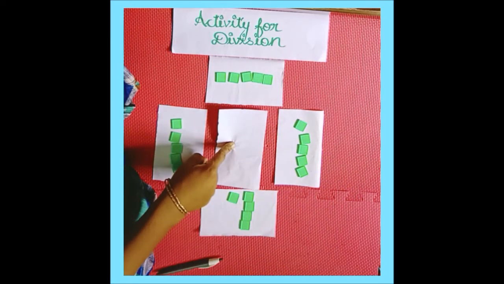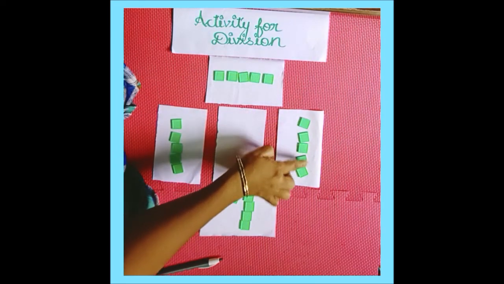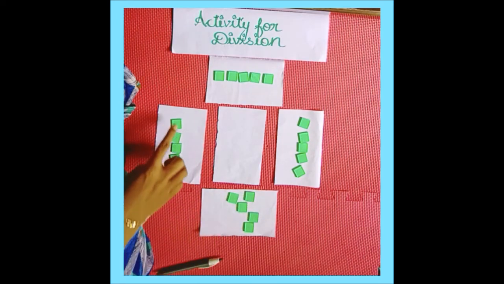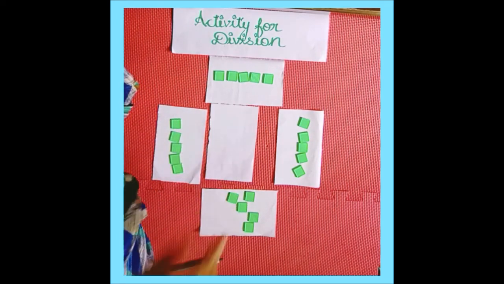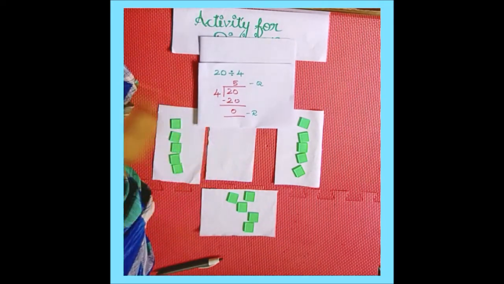So there are no remaining coins. Let us check our quotient. 1, 2, 3, 4, 5 in each part. Thus there is no remainder. So we get our quotient as 5 and remainder as 0.